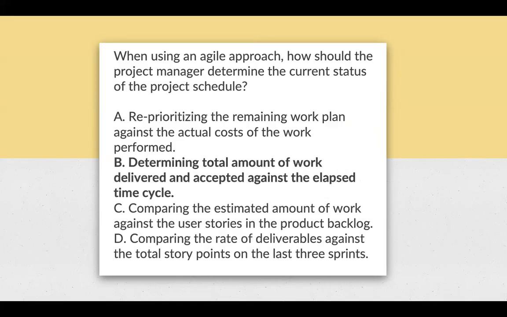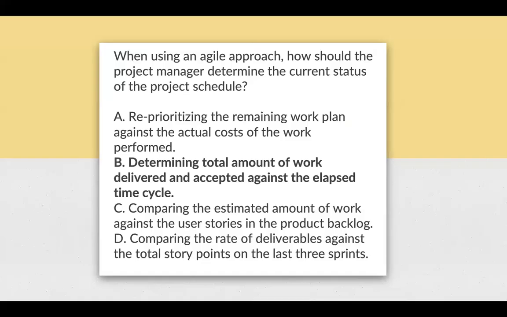So the answer is B, determining total amount of work delivered and accepted against the elapsed time cycle. How? This is the fundamental concept of velocity, or burn up or burn down. Agile's schedule status is measured by assessing the amount of accepted value, that is work delivered and accepted over a period of time, that is elapsed time cycle.